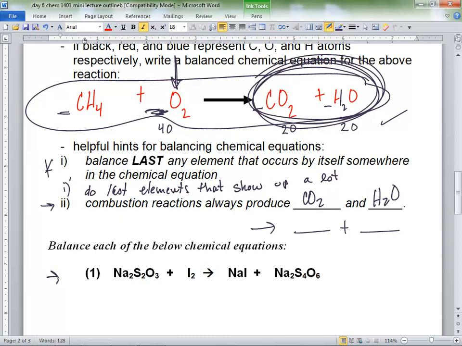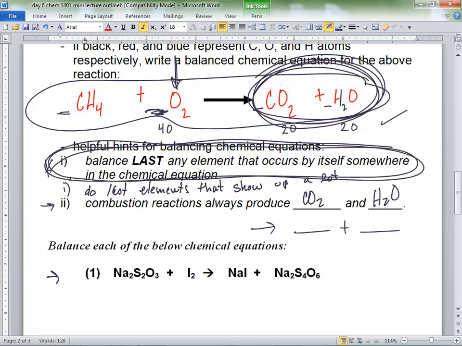Well, I could start there, but do I last. In other words, I want to balance I last. I have to balance Na, S, O, and I. But which element should I not leave for last? The I. Now, you don't have to do it this way, but life is so much easier if you do, because I've done this before. So do I last. Okay, good.